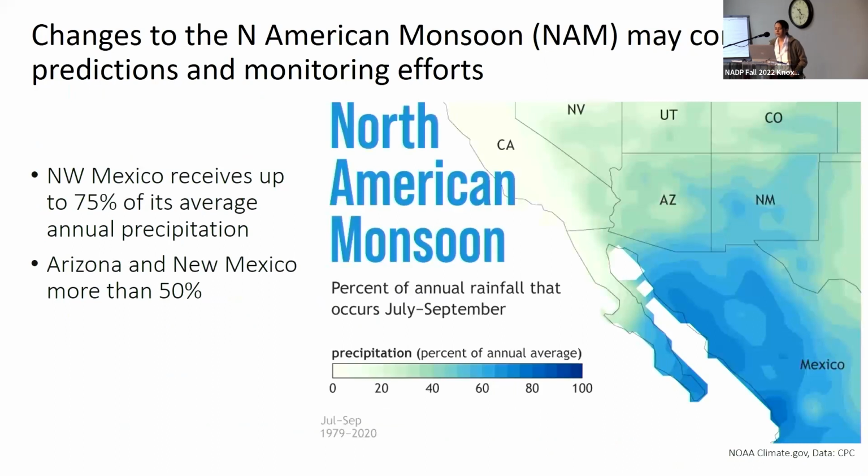And the role of water limitation can be particularly problematic for regions that are expected to experience changes in precipitation patterns or amounts, such as changes to the North American monsoon, where during this period, Mexico receives most of the rain, but there are parts of Arizona and large parts of New Mexico that receive more than 50% of their mean annual precipitation during this period.